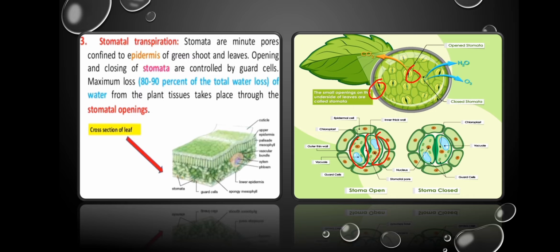by stomatal transpiration. Transpiration occurs more from the lower side of the leaf in comparison to the upper side. The reason is that more stomatal openings are found on the lower surface of the plant leaf.